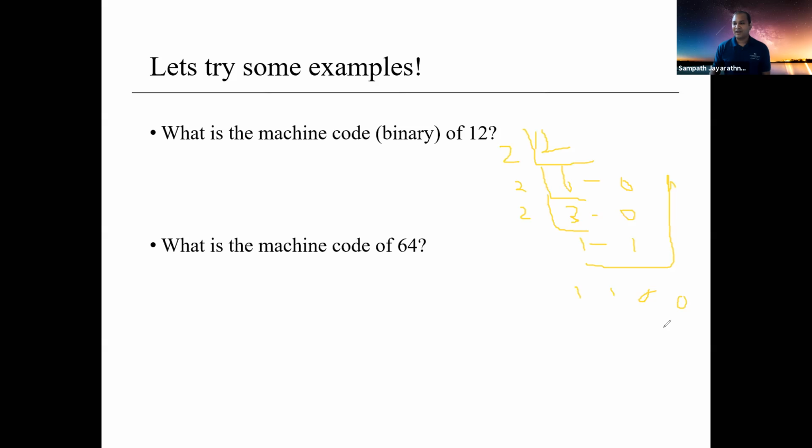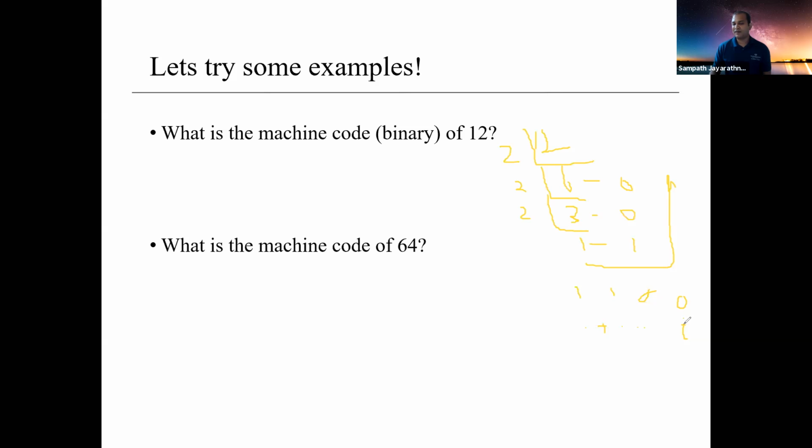So if you look at how to convert this back from binary to decimal, each position is actually a power of 2. This very first one is 2 to the power 0. The next one is 2 to the power 1, then 2 to the power 2, 2 to the power 3. If you add them together, you get 12 back.